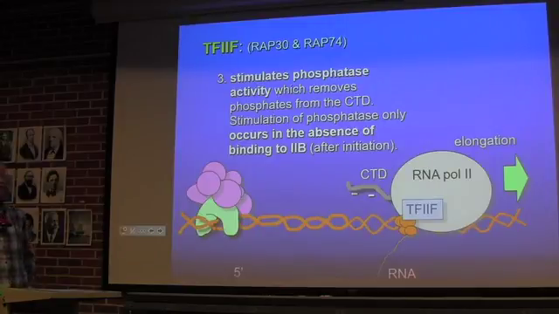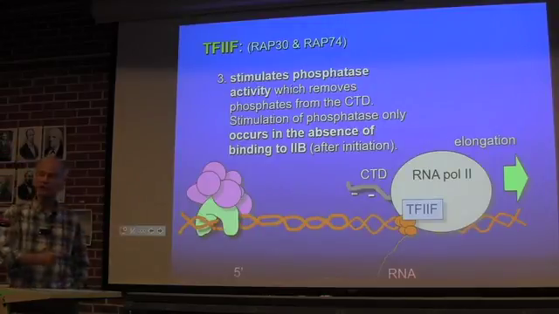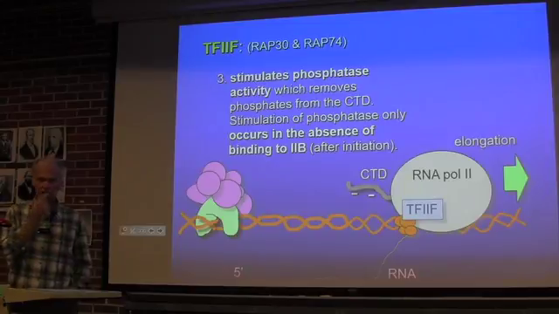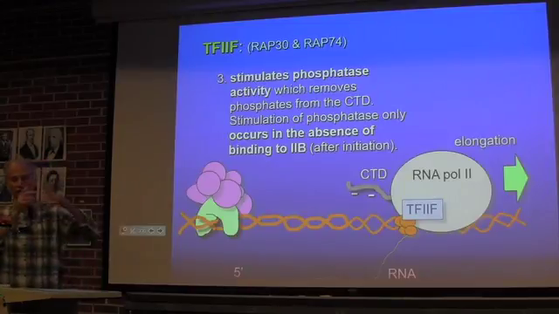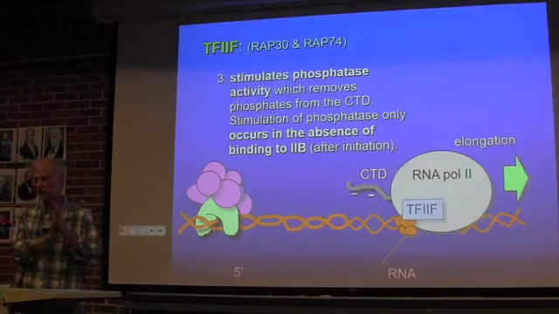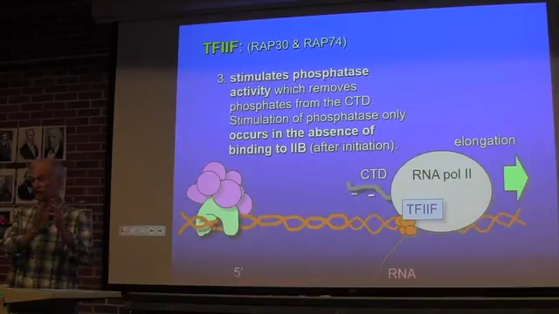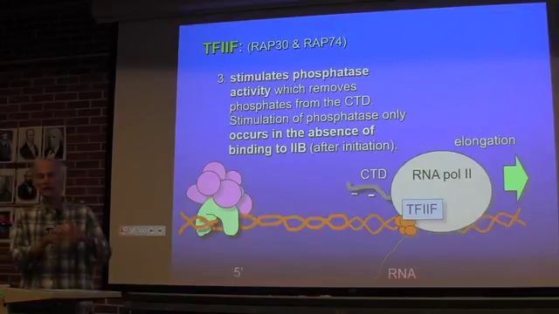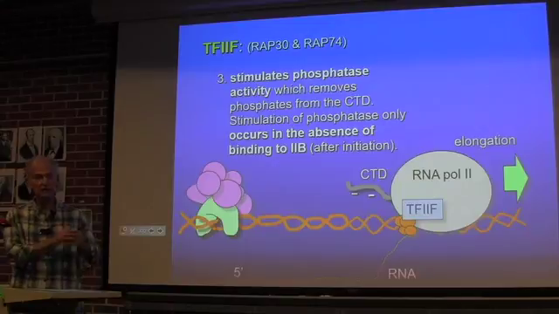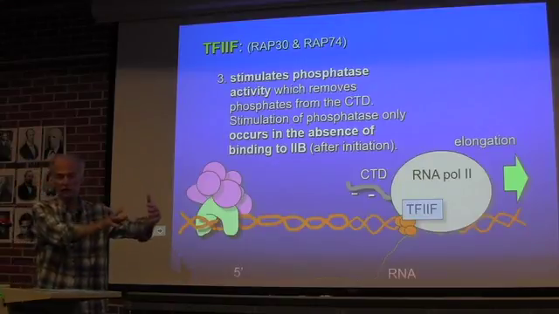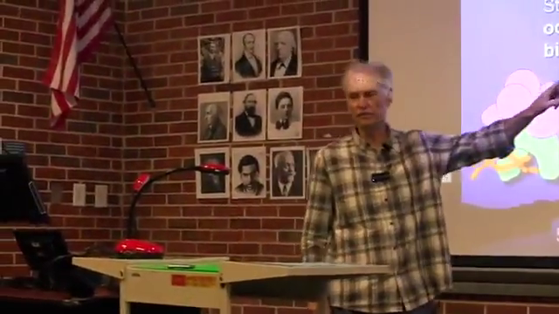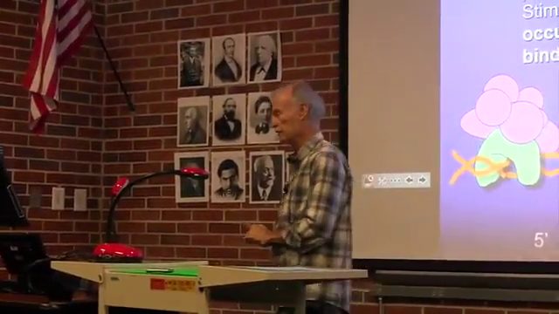Okay, but it does play a role in this phosphorylation cycle that you'll need to know about. You remember we phosphorylate serine 2 of the CTD, and that's done by H, CDK7, and then we phosphorylate position 5, and then we take off the phosphate groups.